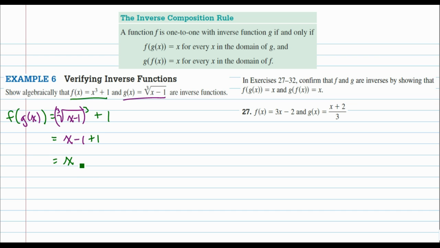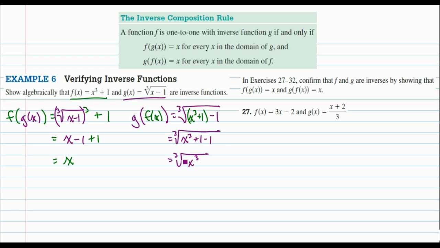So far so good. Now I need to do the reverse composition, g of f of x. So the g function is the cube root of x minus 1. But instead of using x as the input, I'm going to use the whole f function. So now those parentheses inside the cube root aren't really doing anything for order of operations, so I don't really need them. So x cubed plus 1 minus 1 is just x cubed inside that cube root. Now I'm taking the cube root of x cubed, which does simplify down to x.